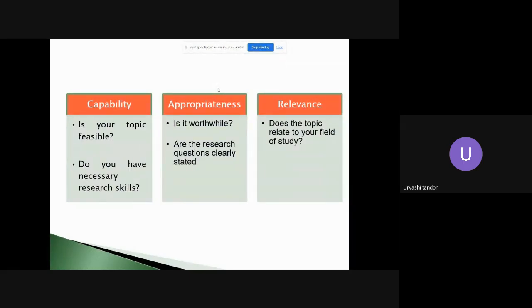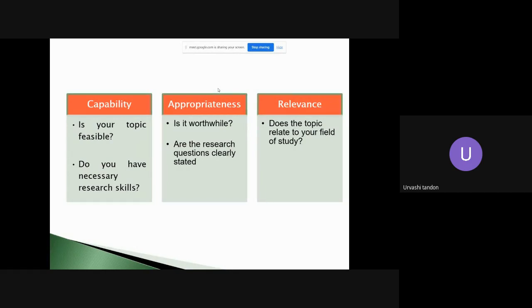Are you ready to move? Because if somebody wants to do a research on, let's say, fish market, right? So do you have enough time, or do you have enough funds, so that you can move around and go to the coastal areas and collect the data from the fish market?